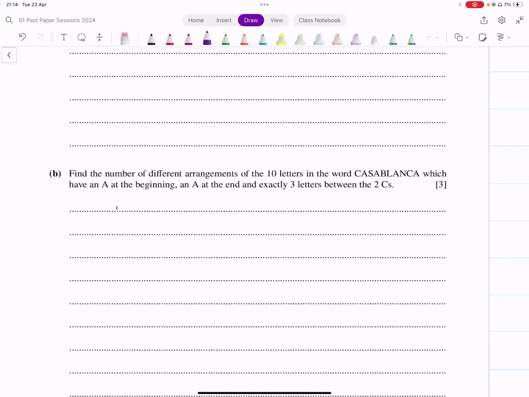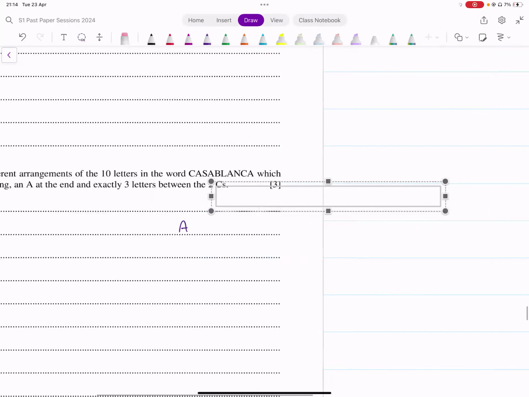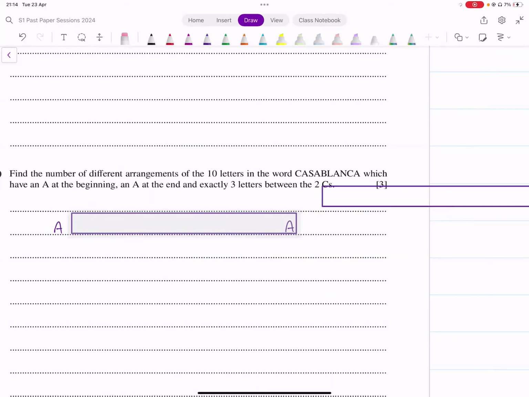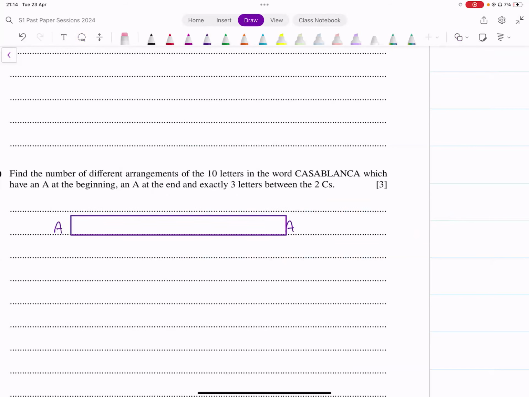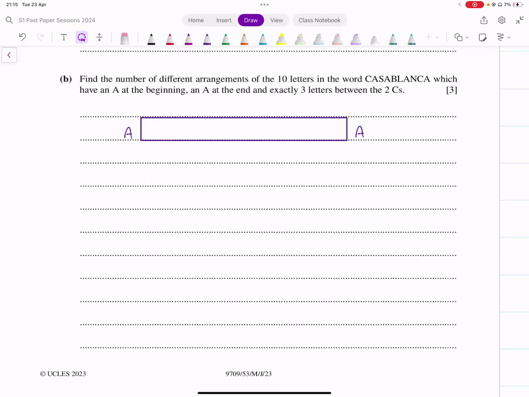We have an A in the beginning and an A at the end. These 2 A's are fixed. They cannot move. Okay, in the middle now, how many remaining letters do we have? We've got 8 remaining letters. Let's represent them here. Now those 8 letters in the middle should be such that there are exactly 3 letters between the two C's.